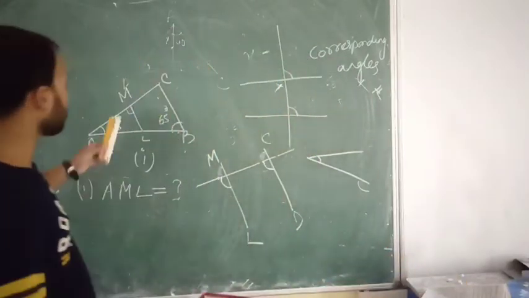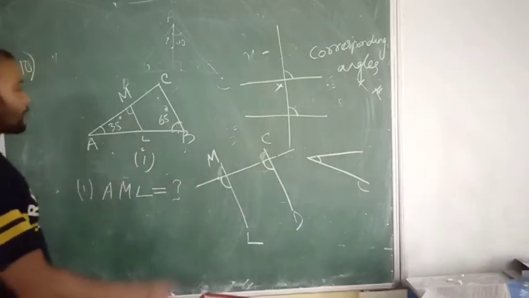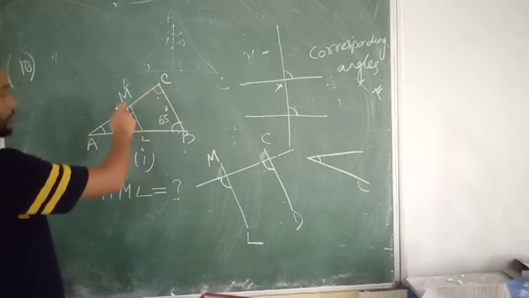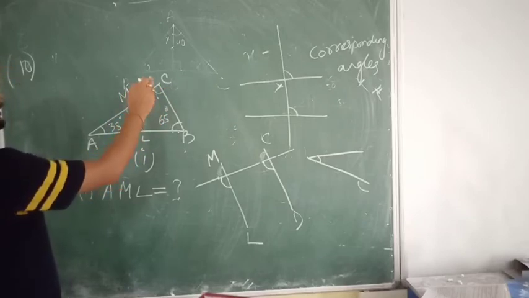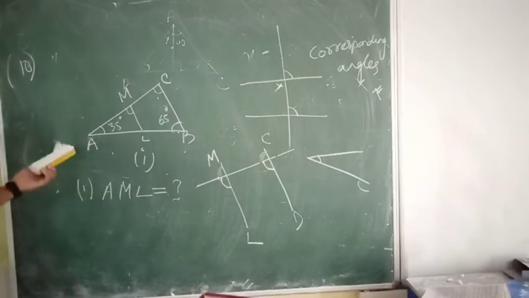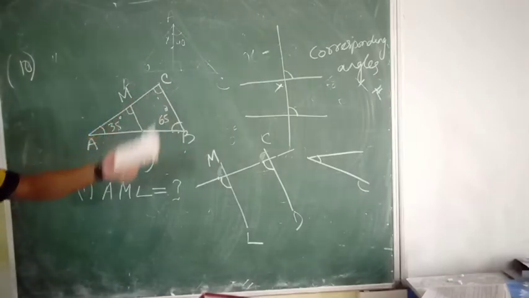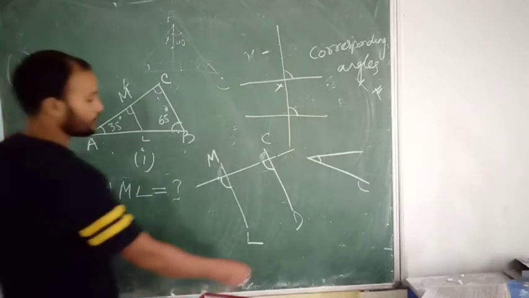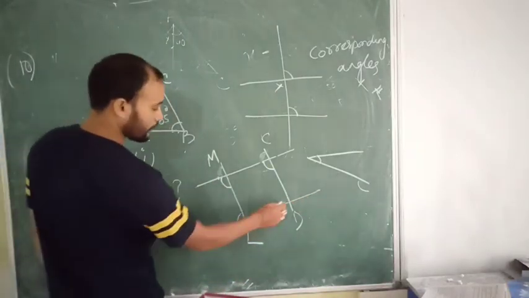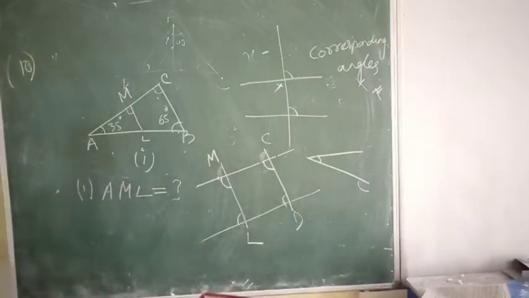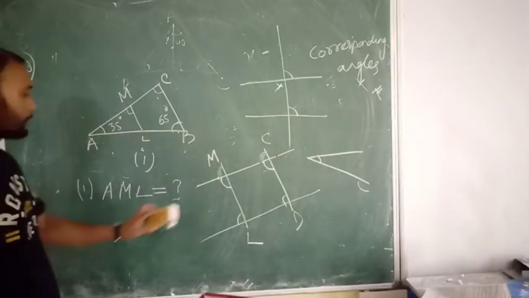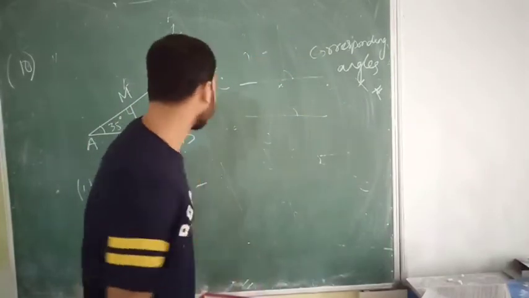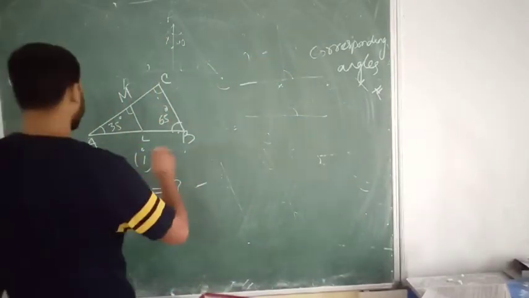Here also we are going to use the corresponding angles to find angle N, which is equal to angle C, because it is corresponding. We need to find the value of angle C, and if we find the value of angle C, obviously this will be equal, and this angle and this angle will also be equal, because they are corresponding angles. Fine. Now we are going to find the measure of angle C.